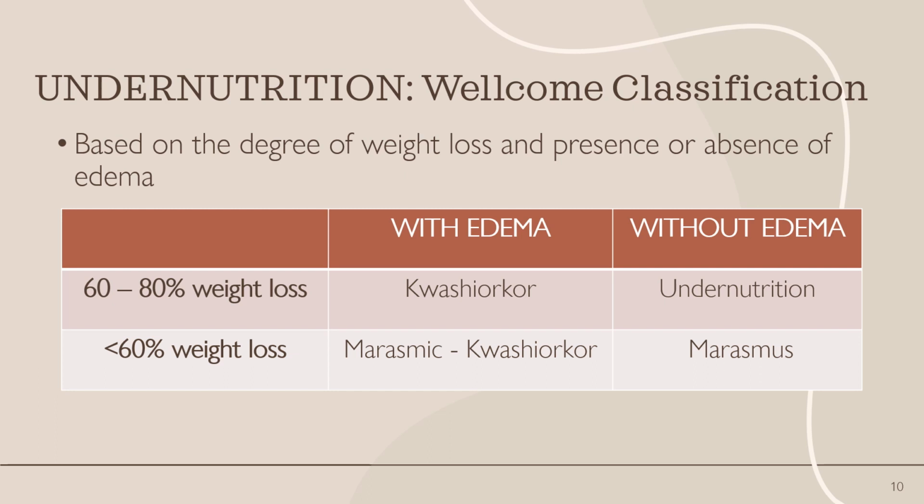Another schema for classification is the Wellcome classification. Now, this one doesn't necessarily entail computations, so you base it on the degree of weight loss and whether or not there is edema. So, if you have 60 to 80% weight loss with edema, you basically classify your patient as having kwashiorkor. But if it's without edema, your patient is basically undernourished. If it's less than 60% weight loss, with edema, you can have a marasmic kwashiorkor situation, whereas those without edema would be marasmus.